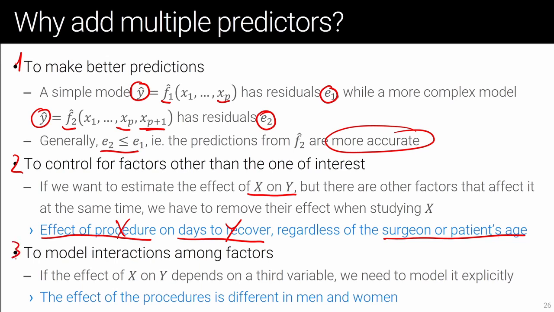And then the third reason is very related to it, and that is to model interactions among factors. So let's say that the effect of X on Y depends on a third variable. There is an interaction effect, and we need to model that interaction explicitly if we want to really see what is the effect of X, or of X and the other variable that it interacts with. So for example, let's say that the effect of the procedure is different between men and women. So we need to explicitly add the sex of the patient into the model in order to control for this interaction between the procedure and the sex.